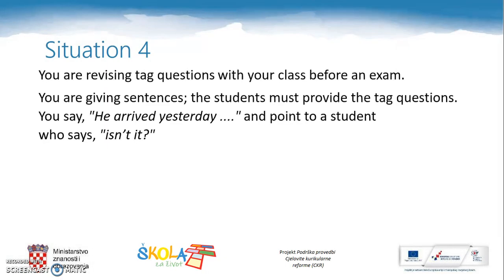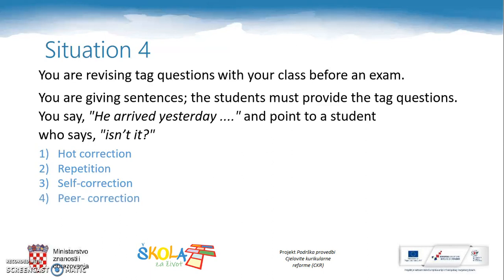Situation 4. You are revising tag questions with your class before an exam. You are giving sentences. The students must provide the tag questions. You say, "He arrived yesterday," and point to a student who says, "Isn't it?" The focus of the exercise is accuracy, and this is revision before evaluation, so it is important to focus on the mistake immediately. In this case, I would use repetition first and give the student a chance to self-correct. If that wouldn't lead to the right answer, I would ask others to peer correct, and if there would still be no answer, I would try with metalinguistic clues and elicitation.